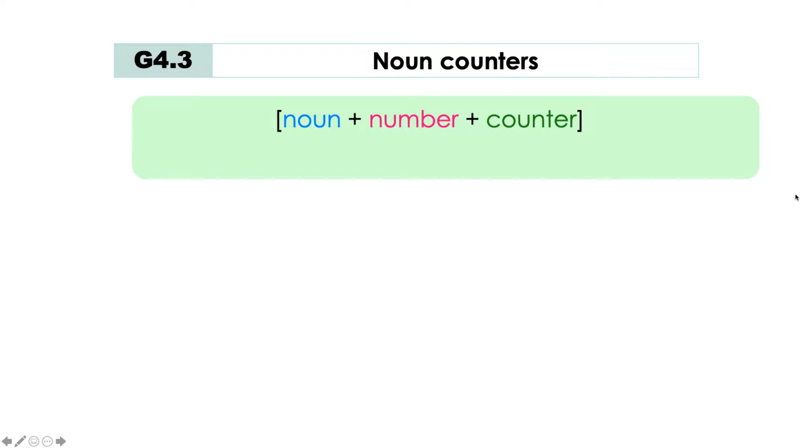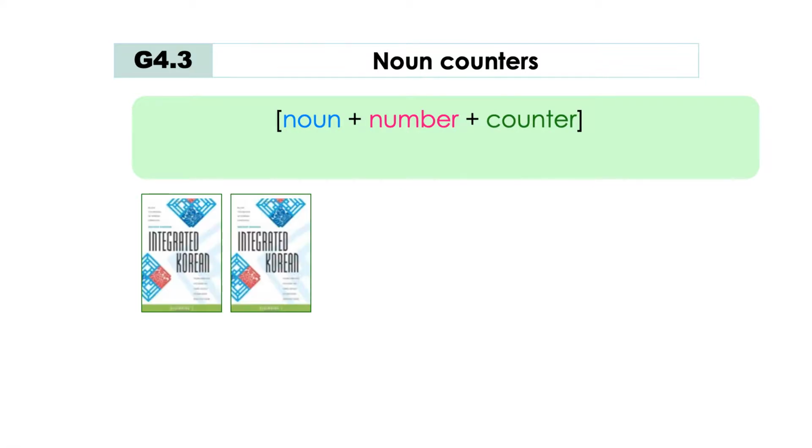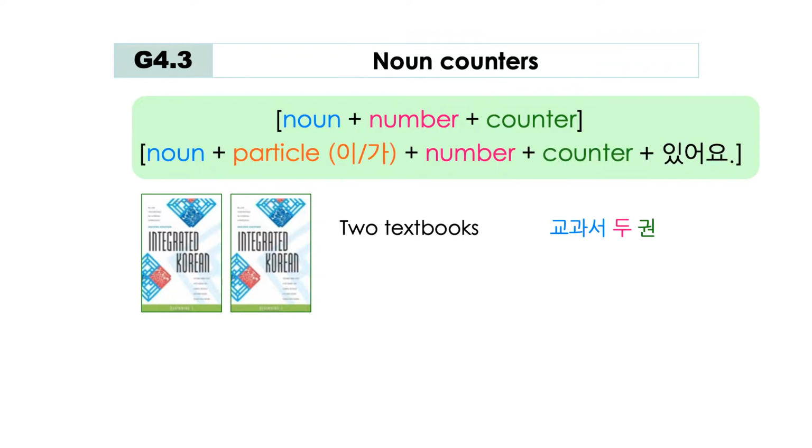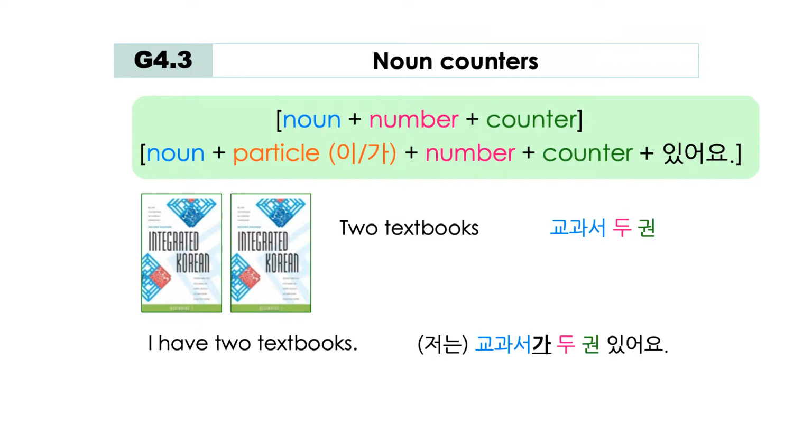Okay, so you say noun first and then the number and the counter noun for a phrase like 2 textbooks, 교과서 2권. What if you want to say this in a complete sentence? Like, for example, you want to say, I have 2 textbooks. Then you say noun first. Then you add this subject particle, 이 or 가. Then you say number and counter. Then you say 있어요. 있어요 for I have, right? So you would say 저는 교과서가 2권 있어요.